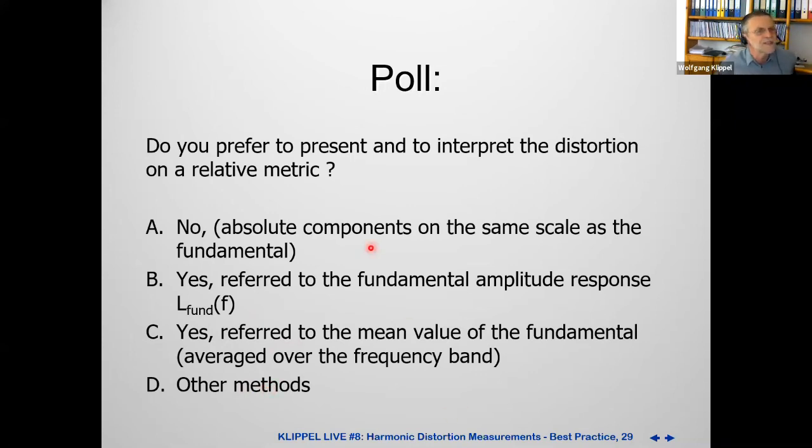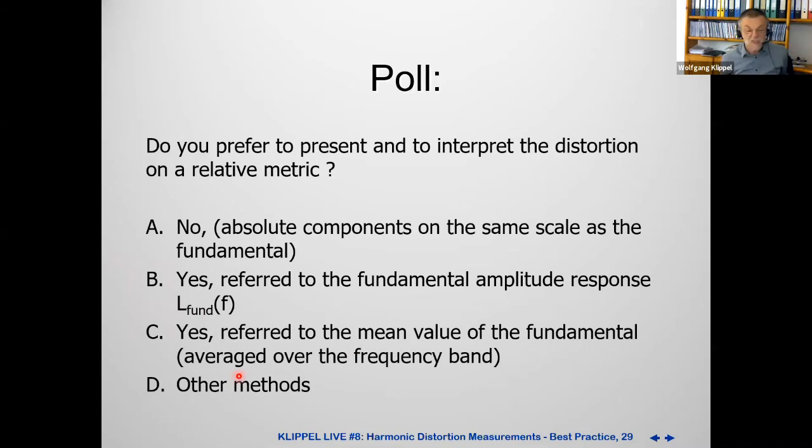I'm happy to see that most of the people are working with the absolute components because it's actually much easier to interpret. Of course, I expected a lot are working with a normal percentage. C is not very popular yet, but it is supported by the IEC standard. You can use that, but you only have to explain what you are doing. That's referred to the mean value. That's a very good idea, by the way.